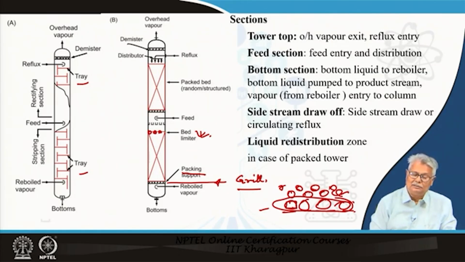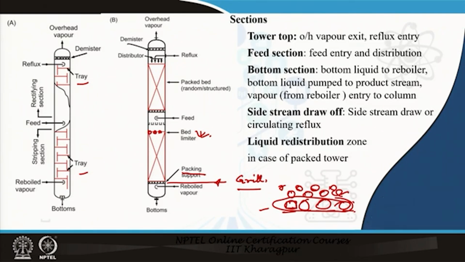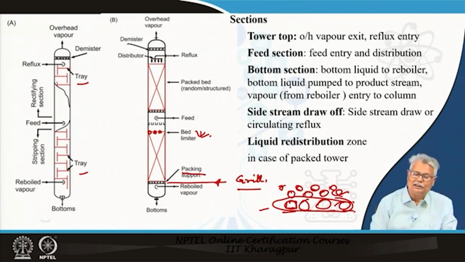Remember, all these add to the pressure drop in your column. So, whenever you are designing, you have to ensure that you are always within the total pressure drop, and when you estimate your total pressure drop, you must include all the components through which the vapor has to flow.